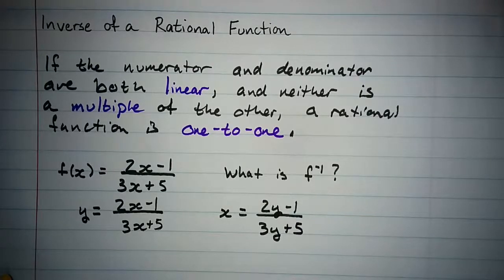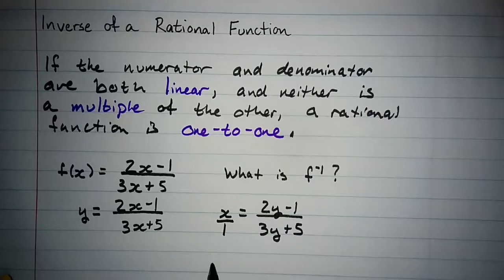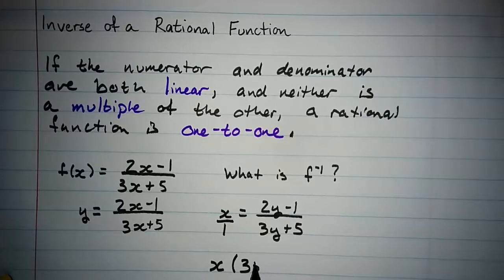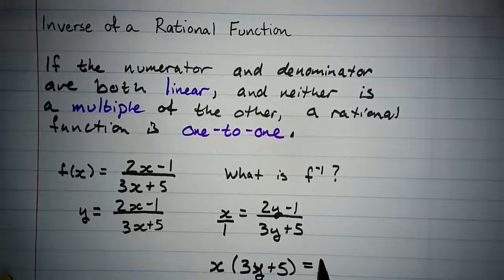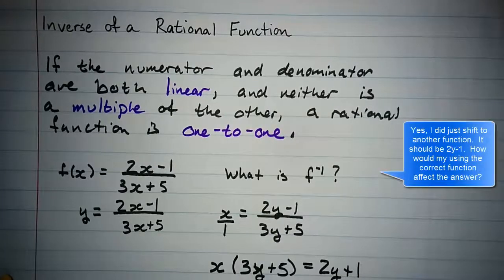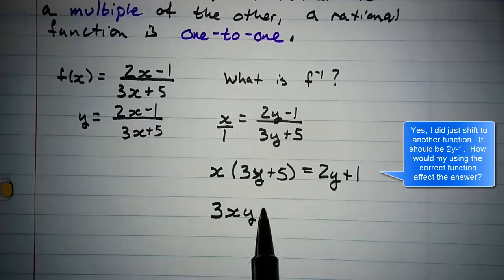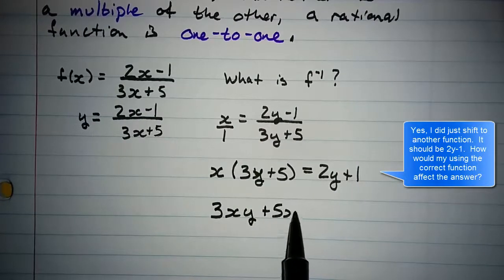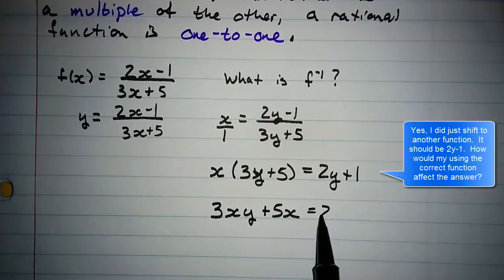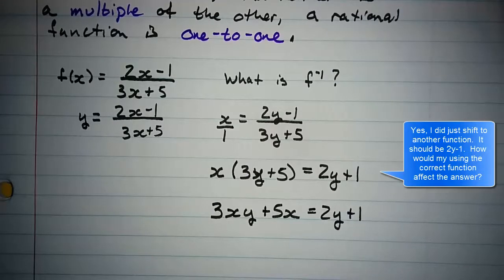Solve for y. Well, let's write x over 1. Think of this as a proportion, and cross multiply. I'll get x times 3y plus 5 equals 2y plus 1. Distributing, 3xy plus 5x equals 2y plus 1.